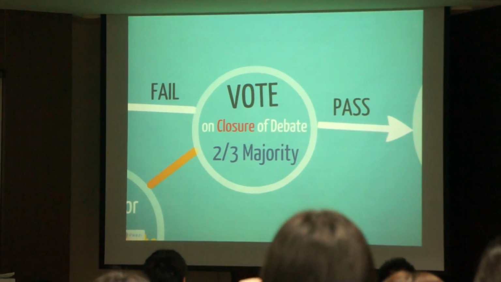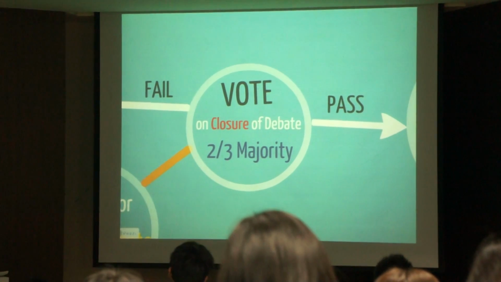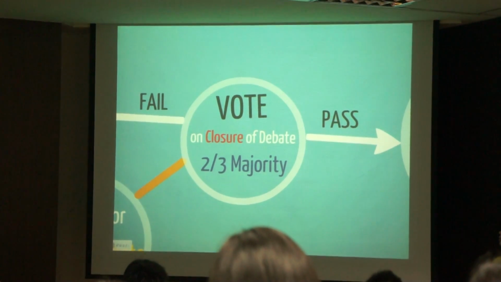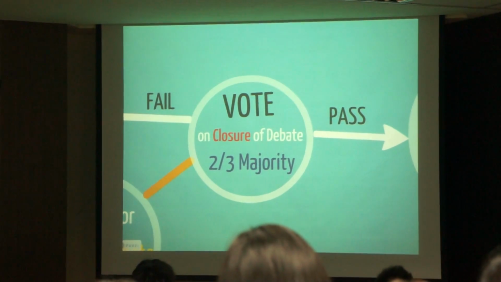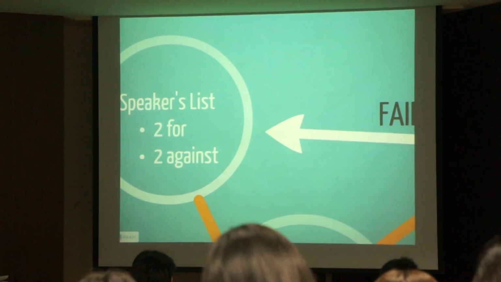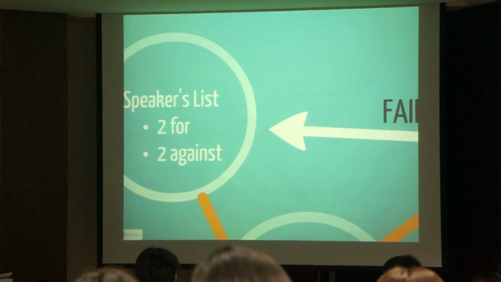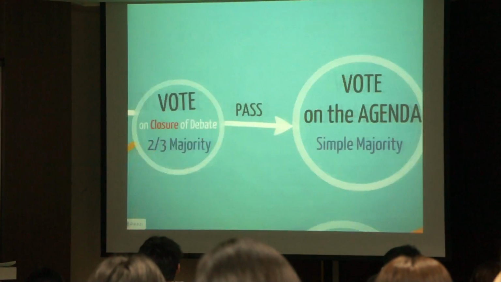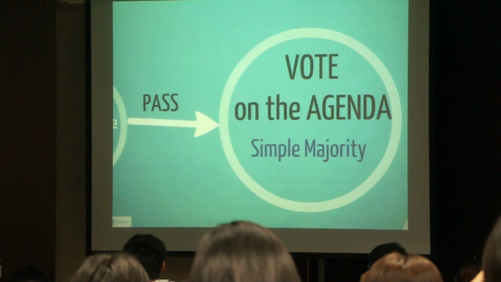After the closure of debate, we will vote on this motion for closure of debate. So this is not voting on the agenda. This is only for finishing the discussion. And if the vote fails, then we return to the speakers list. And as the same, we will have speakers for and against. If the vote passes, then we will vote on the agenda.